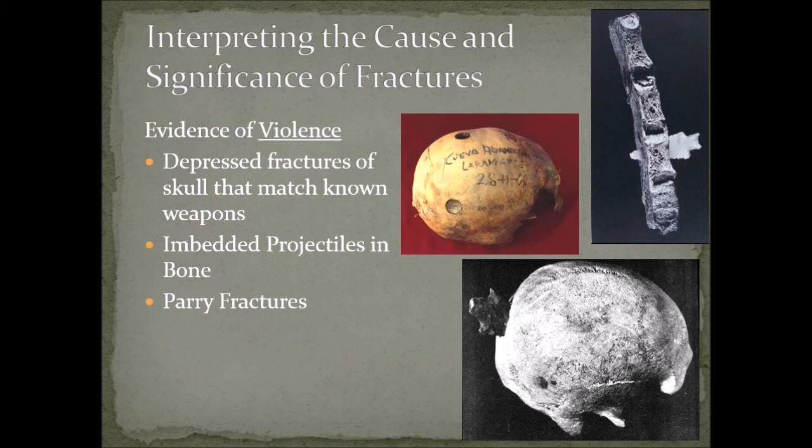Interpreting causes of fractures is fairly difficult sometimes and fairly easy other times. Depressed fracture of the skull can sometimes match a weapon, so if you're looking at a baseball bat or a hammer, things like that, okay? Embedded projectiles, like here we've got an arrow to the sternum. This is the chest cavity. Here we've got a spear point in the back of the skull. These are obviously kind of ancient.